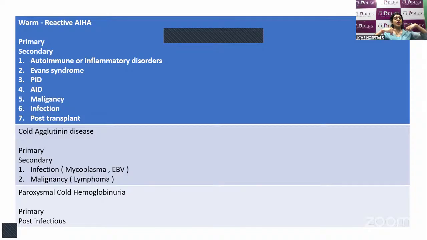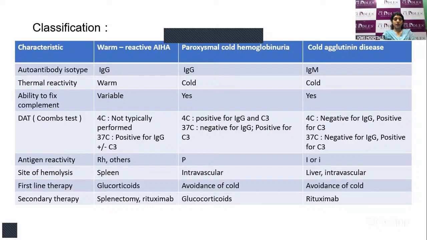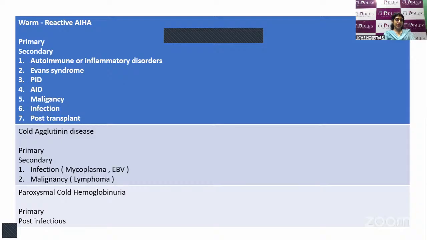Here I've just enumerated the conditions in which all of these can happen. Warm reactive AIHA is again divided into primary and secondary. Secondary conditions are a number of things: autoimmune inflammatory disorders, Evans syndrome, PID, AID, malignancy, infection, and post-transplant. Coming to cold agglutinin disease, it is again divided into primary and secondary. For primary, we don't really know the causes, it just evolves, and we just have to treat it based on the cold agglutinin sensitivity. In cold agglutinin disease, the secondary causes include mycoplasma and EBV, and malignancy such as lymphoma.